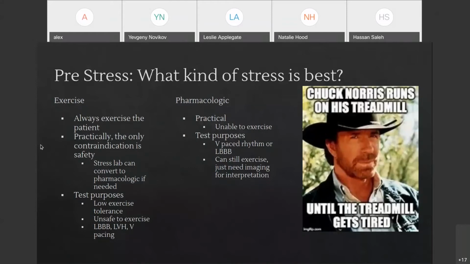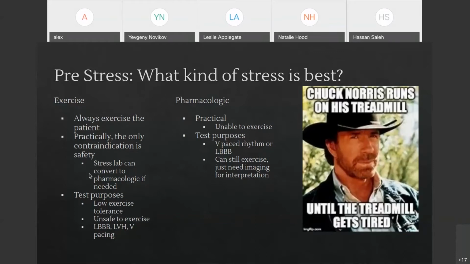Practically, the only contraindication to exercise is safety. If a patient can't walk on a treadmill or is wheelchair bound or has bad knees or hips like all my VA patients, then those people you probably shouldn't put on the treadmill. But in reality, I often still try because both of our stress labs here and at the VA will convert people from exercise studies to pharmacologic studies if they need to. I talk about it in a couple slides, but the reason exercise is so important is even if that's not what you're using to detect ischemia, you get tons of prognostic data from it.